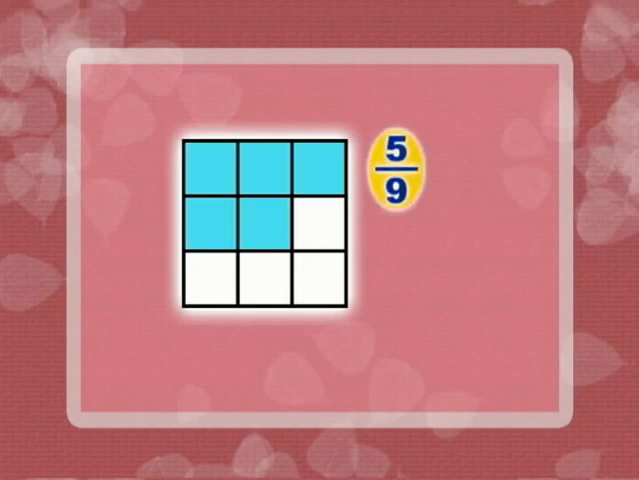It's 5/9. Let's look at the same figure. Write the fraction for the unshaded portion. The unshaded portion is 4/9 of the total number of squares.